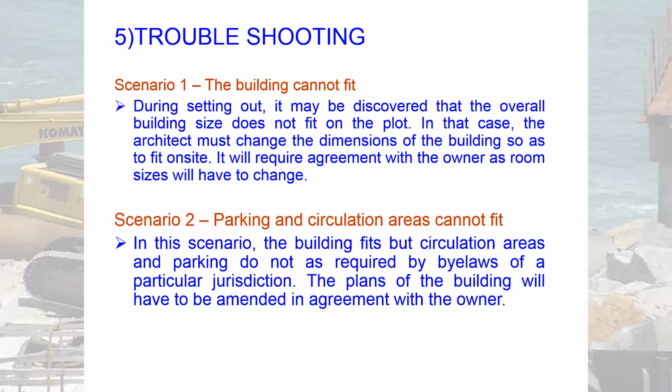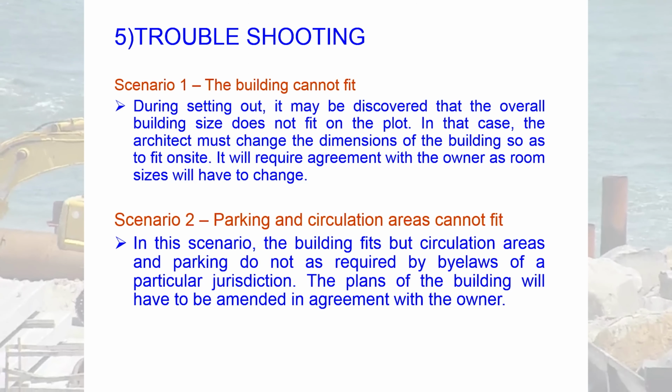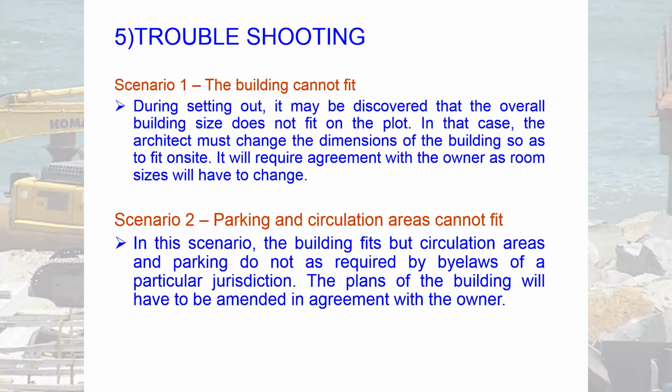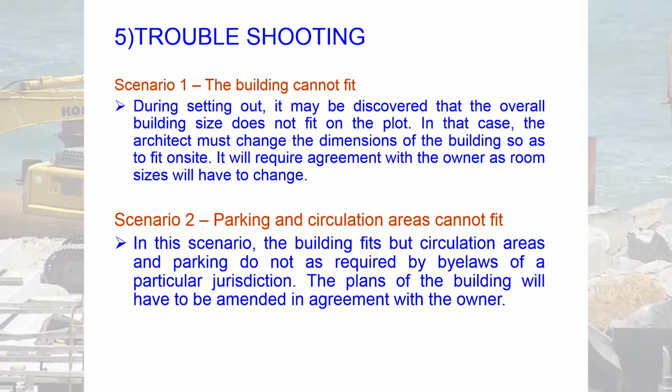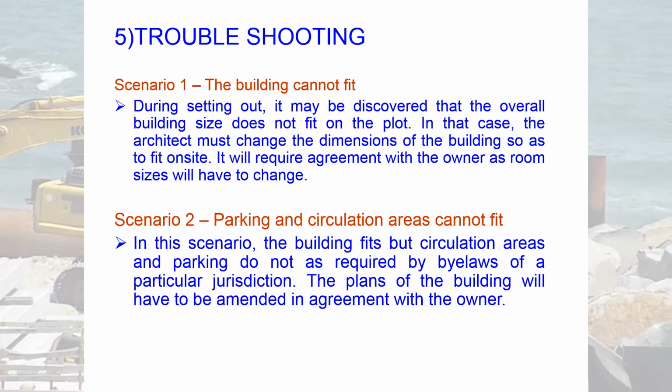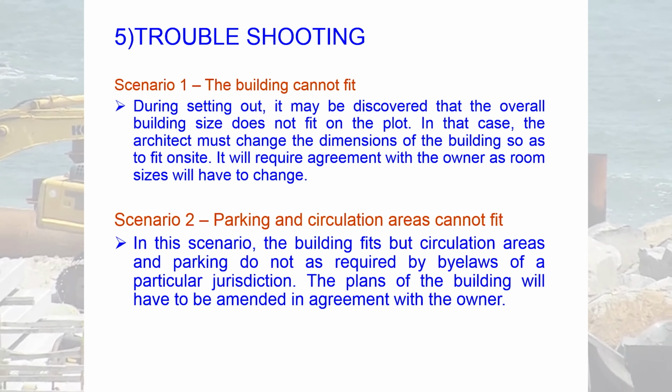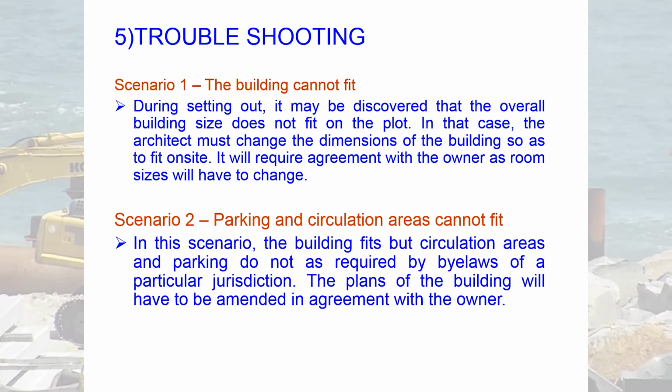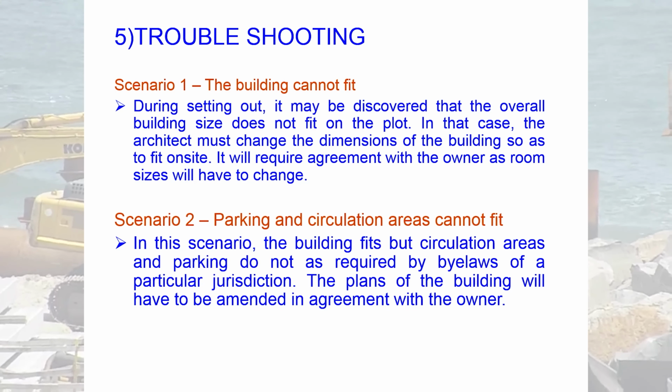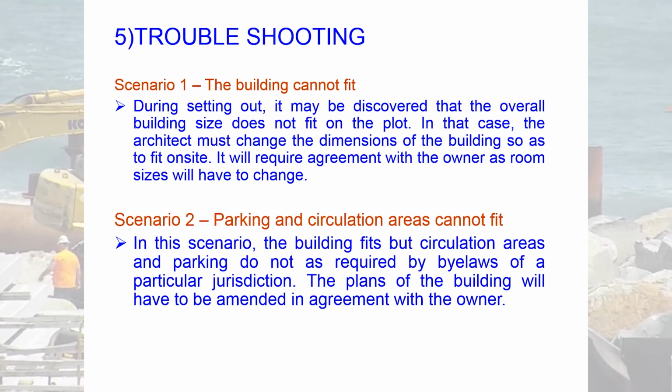Scenario 2. Parking and circulation areas cannot fit. In this scenario, the building fits, but circulation areas and parking do not, as required by bylaws of a particular jurisdiction. The plans of the building will have to be amended in agreement with the owner.